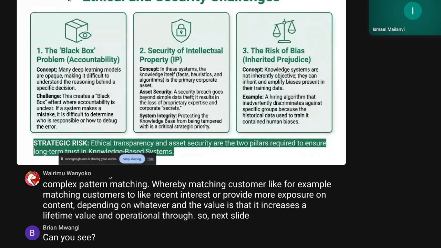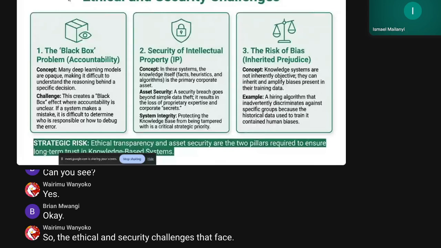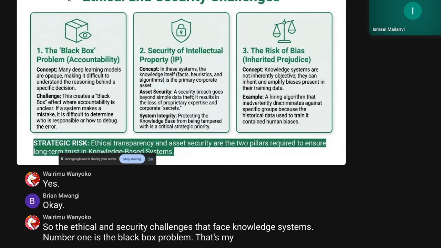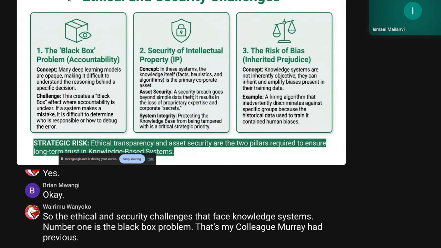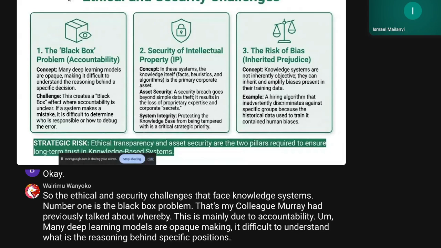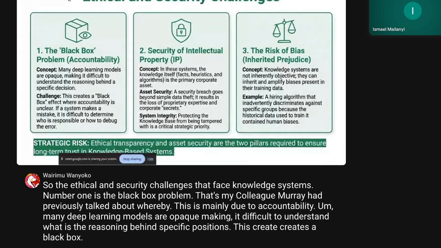So, the ethical and security challenges that face knowledge systems. Number one is the black box problem that my colleague Mori had previously talked about, mainly due to accountability. Many deep learning models are opaque, making it difficult to understand the reasoning behind specific decisions. This creates a black box effect whereby accountability is unclear. If a system makes a mistake, it is difficult to determine who is responsible or how to debug the error.